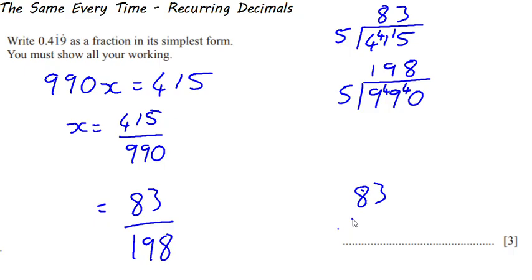So 83 over 198. That is my final answer. Done non-calculator, showing all my working out.